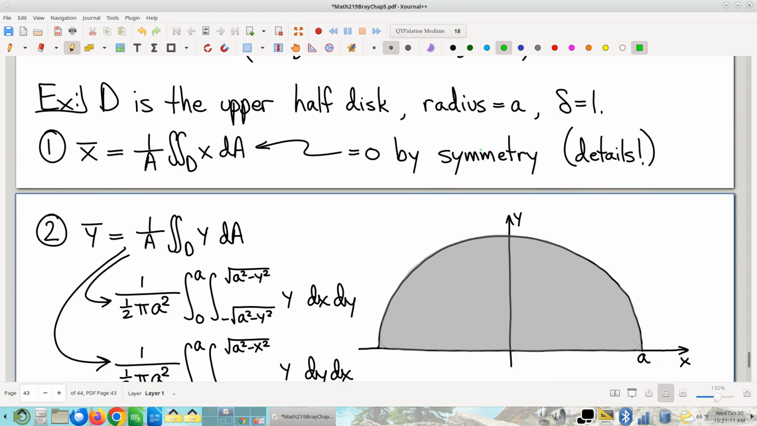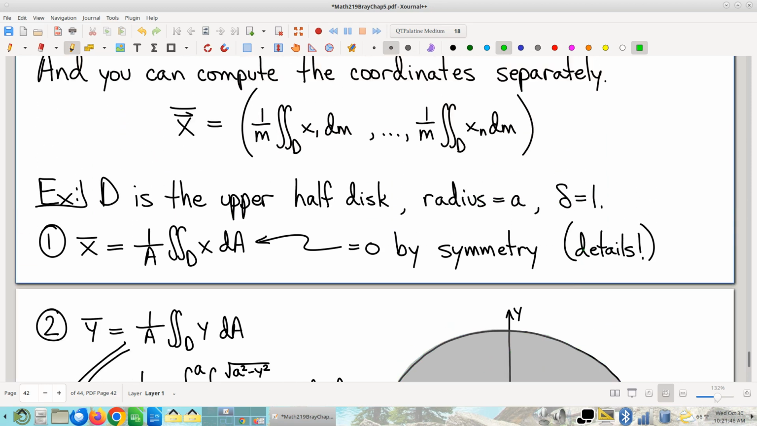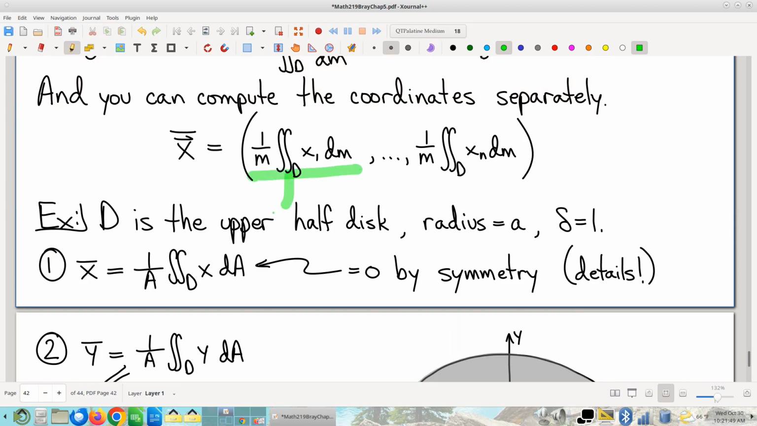There's a couple of computational points of interest in this example. We've got a domain given that's the upper half disk, so this region right here. And given radius, given density, I'm keeping the density as 1 just to make the integral work out more conveniently. Based on these assumptions, let's compute the location of the center of mass. And as we saw up here, we're going to compute one coordinate at a time.